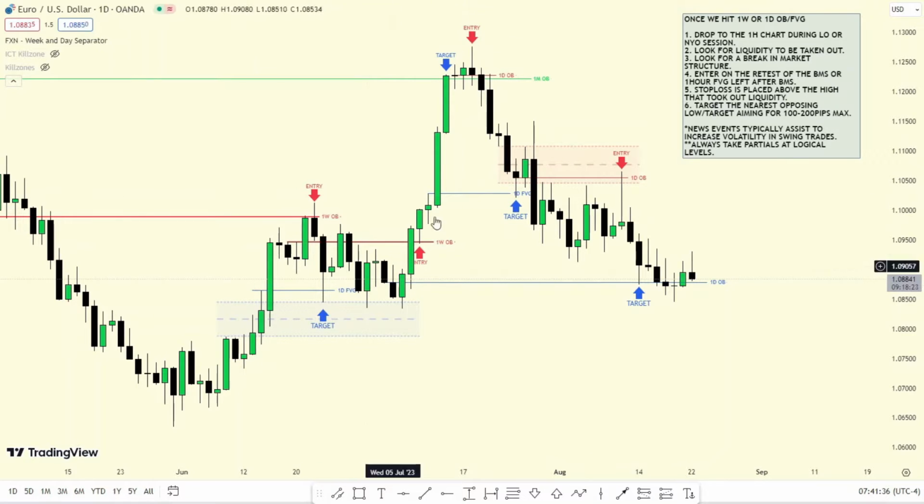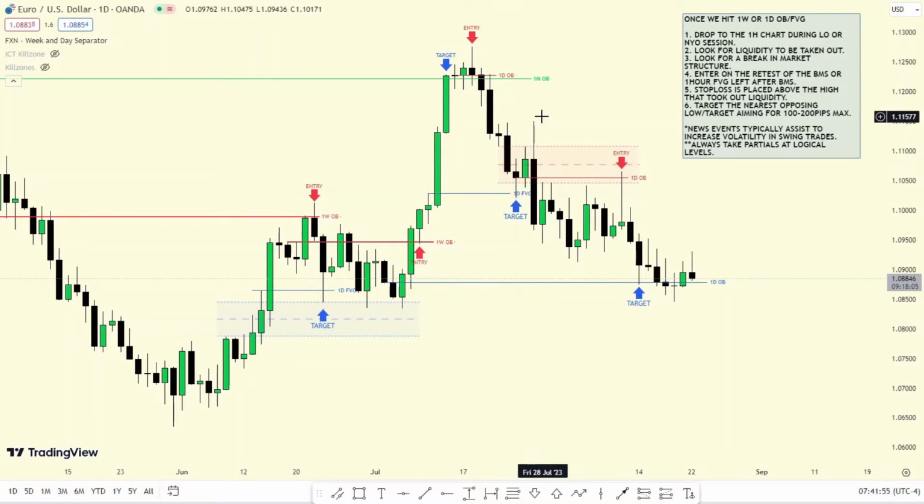The blue lines indicate the targets and the red lines indicate the entry points. So when you enter there, the objective was down here. It doesn't have to get down here for you to get a swing trade, but in between, that's a good range of opportunity for you to capitalize on.